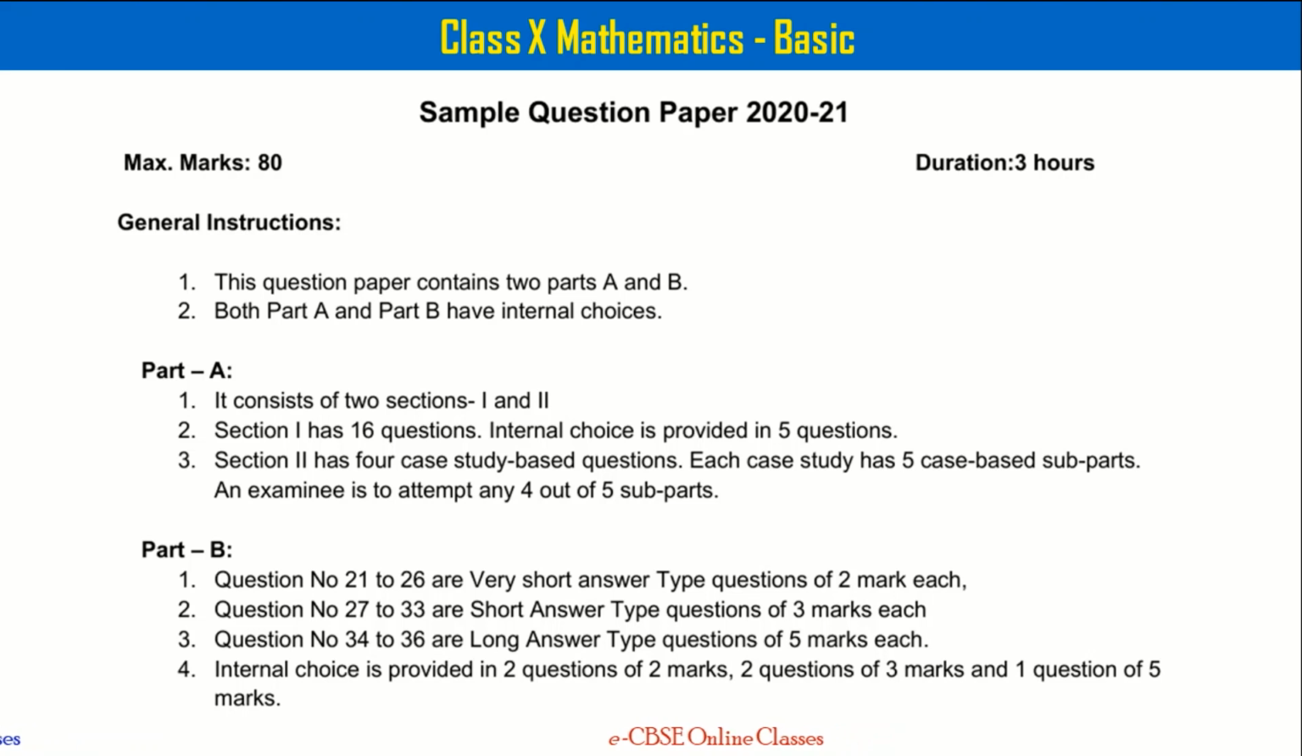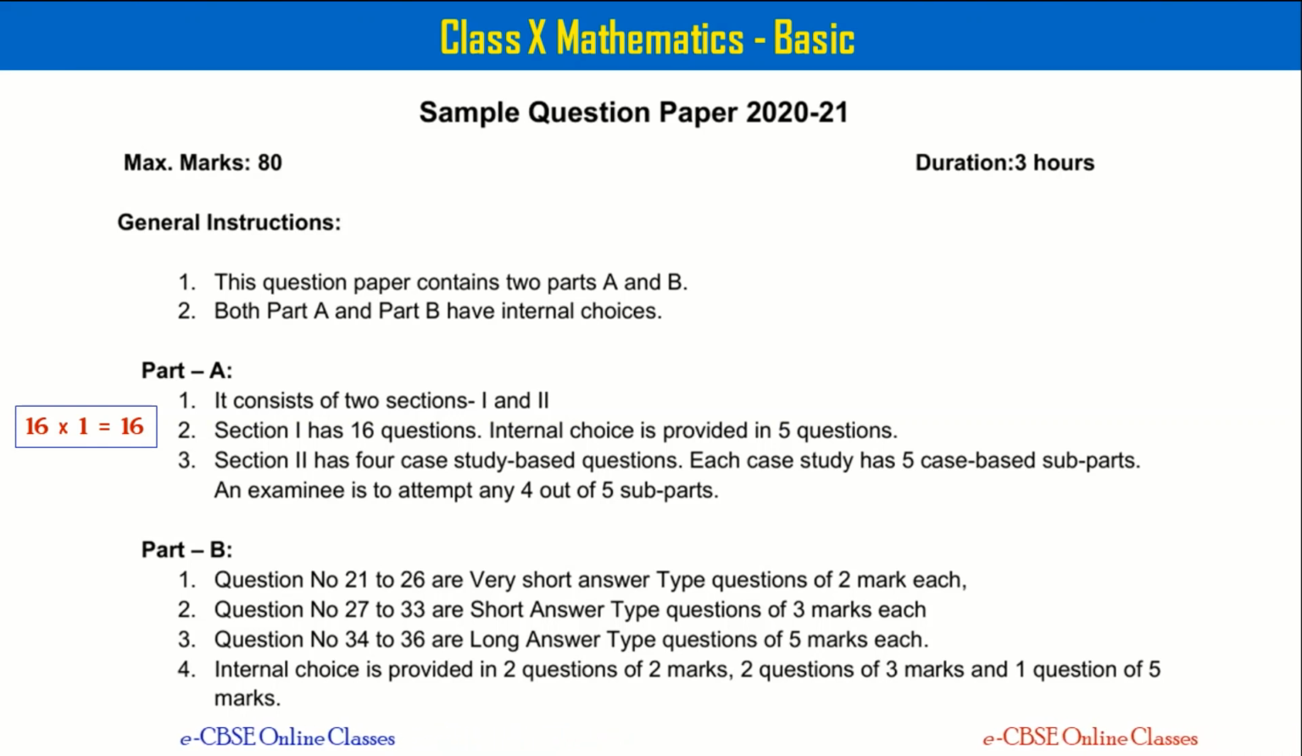Part A is consisting of two sections, section 1 and section 2. In section 1 you have 16 questions, each carrying 1 mark. It means you can score 16 marks. Please note that there is internal choice given for 5 of the questions. It means that 5 of these 16 questions will have two choices. So you can choose to write choice A or choice B such that you can score 1 mark for that question. That way you can have 5 questions with choice out of these 16 questions.